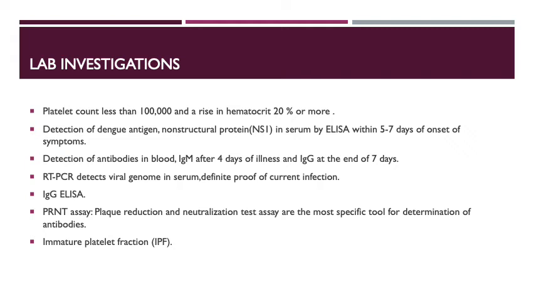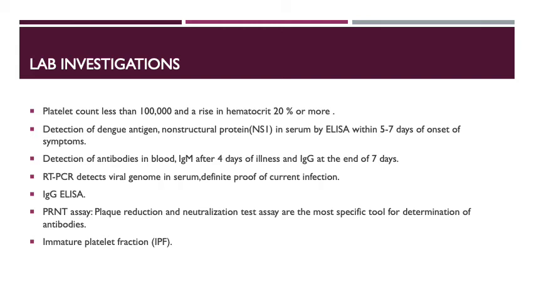IgM can be detected after 4 days of the illness and IgG at the end of 7 days. RT-PCR detects viral genome in the serum and is definite proof of current infection. IgG ELISA helps in differentiating between the primary and secondary infection. If the rise of IgG titer is more than 4-fold during the convalescent phase, it means the infection is secondary and there is more chance of complications.